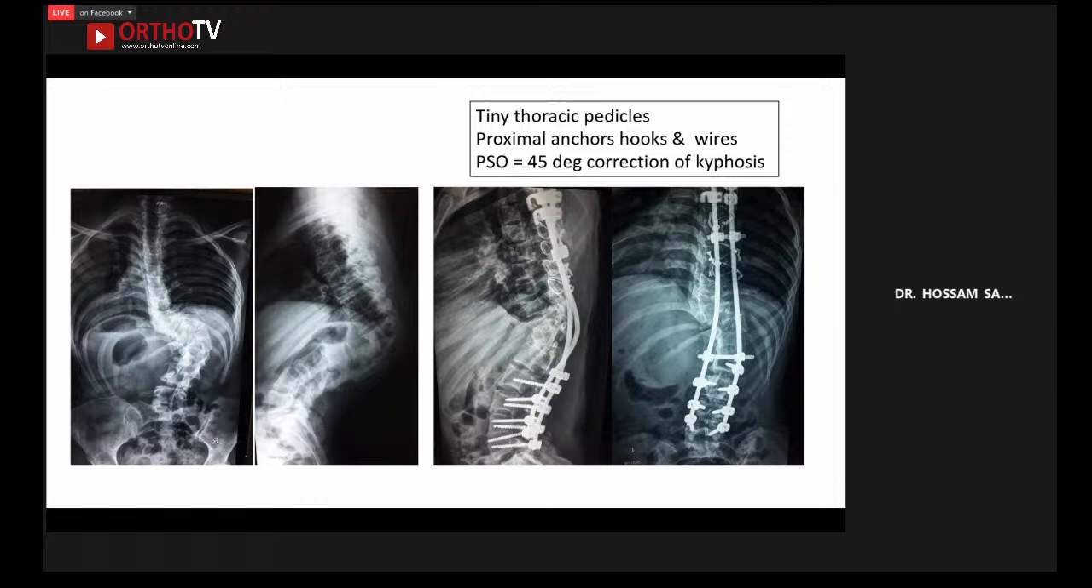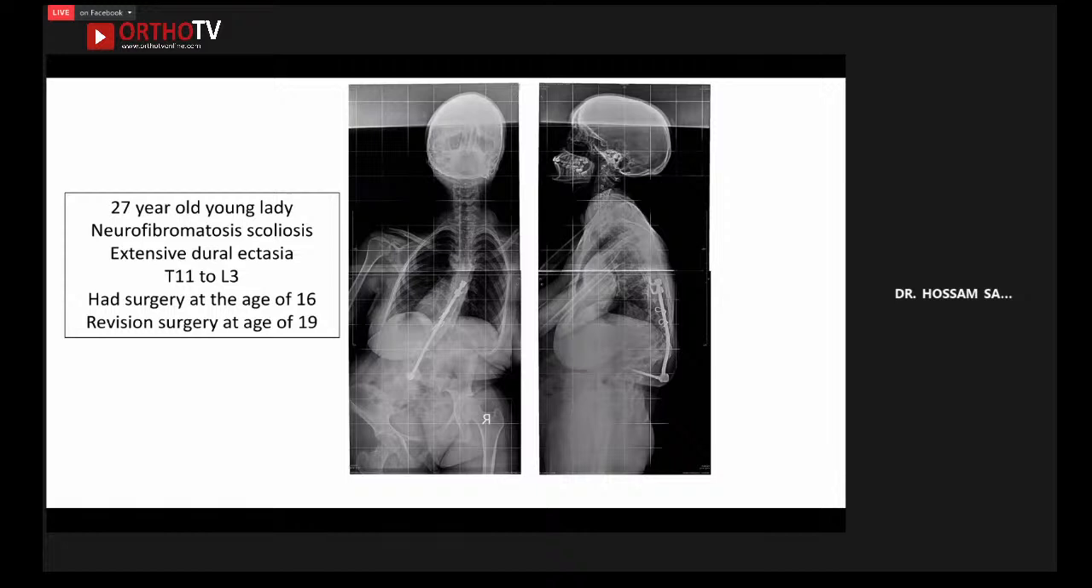This is another patient who's a 27-year-old, neurofibromatosis scoliosis, extensive dural ectasia from T11 to L3, had surgery at the age of 16, another surgery in France at the age of 19, and that is how she looked like. You can see the obliquity of the pelvis, you can see the single rod with one screw at the bottom, the kyphosis, the truncal shift, and all that. And even the thoracopelvic impingement, as you can see on the right pelvis, where the thoracic cage is hitting the iliac wing.